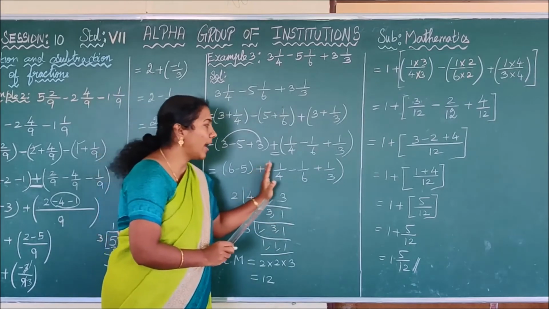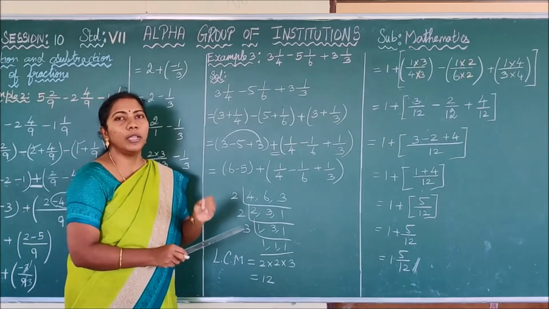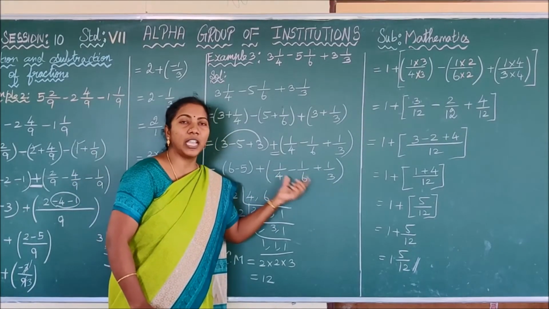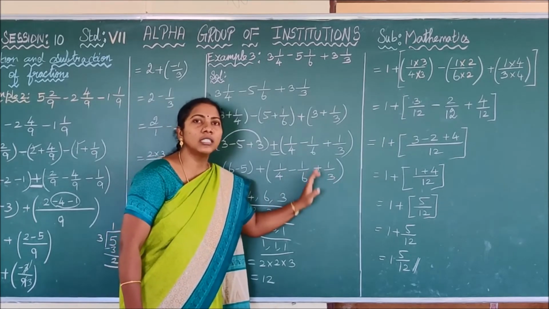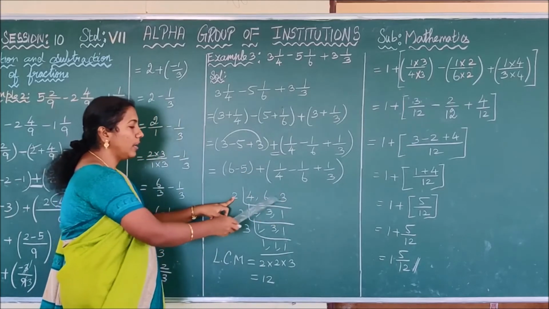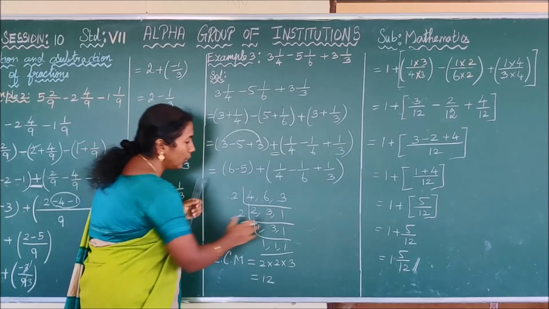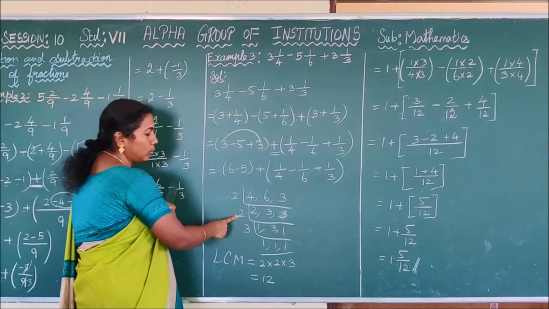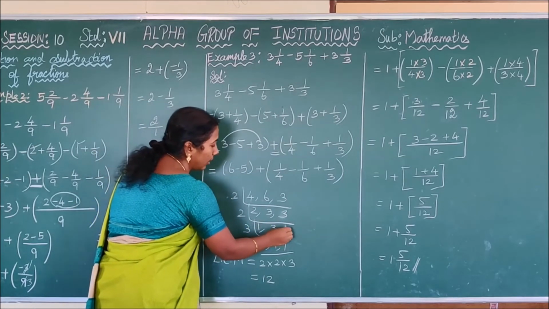In order to add these fractions, that is, evaluate these fractions, the denominators should be the same. In order to make the denominators the same, we have to take the LCM of these denominators. What are the denominators? 4, 6, 3. Yes, 4, 6, 3. First we divide the denominators by 2. 2 2s are 4, 3 2s are 6, and here you have to write 3 only. And then you divide again by 2. 1 2 is 2. 3 write as it is. Here also 3 write as it is.